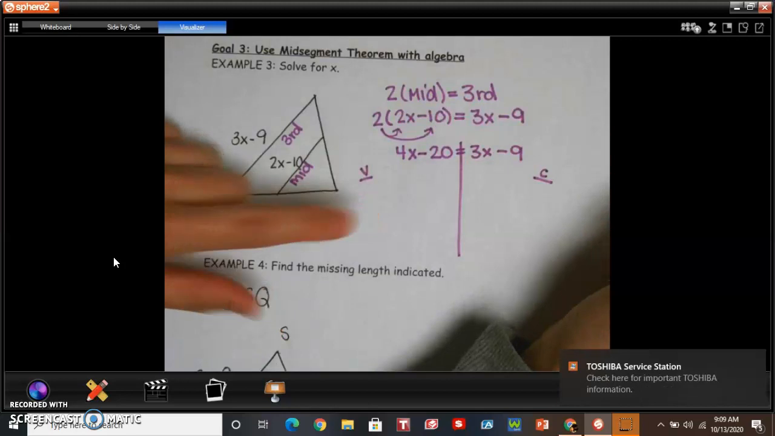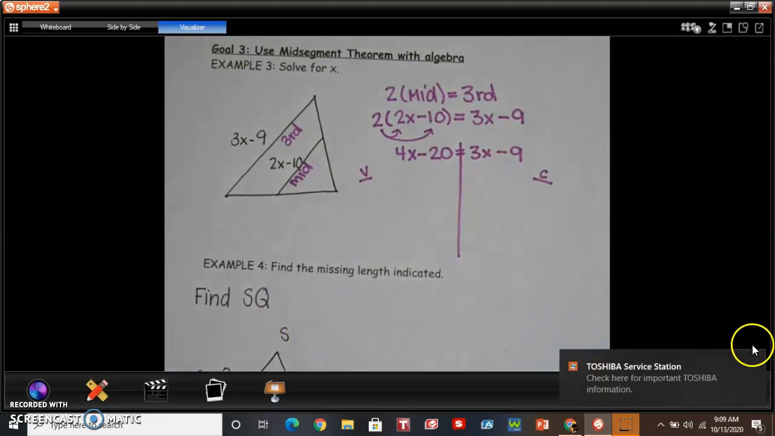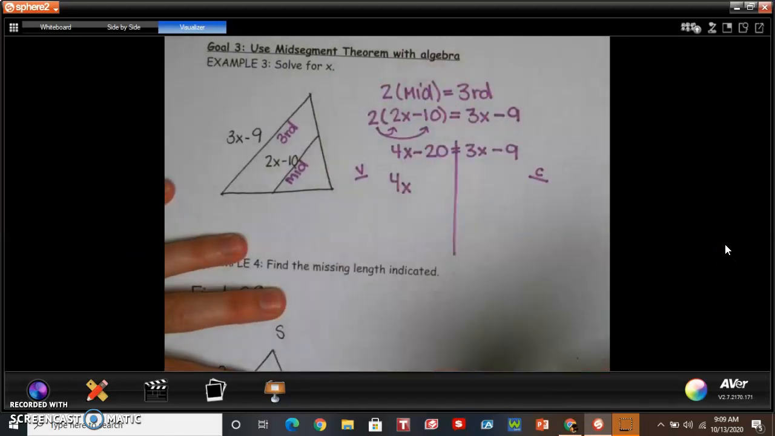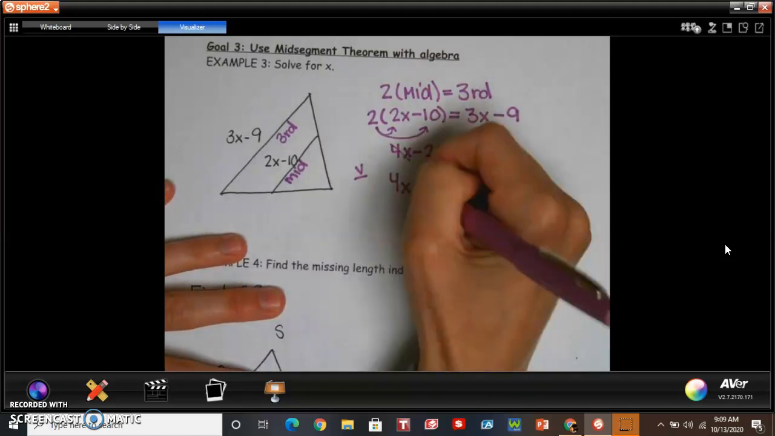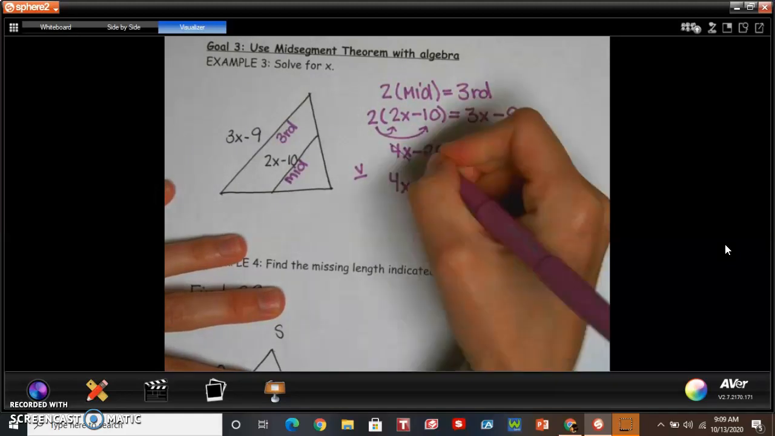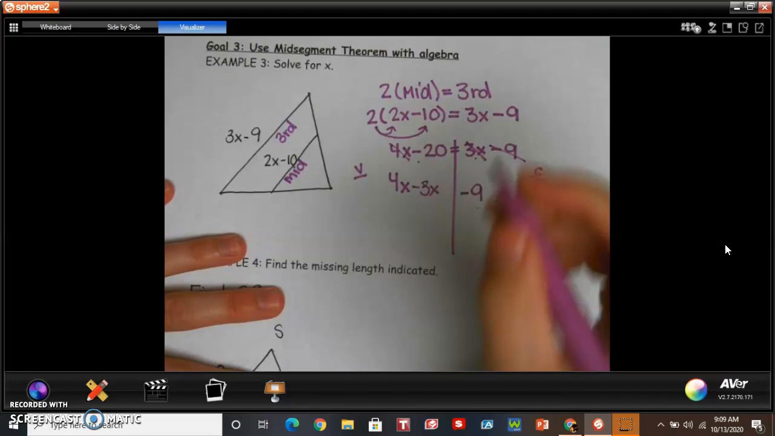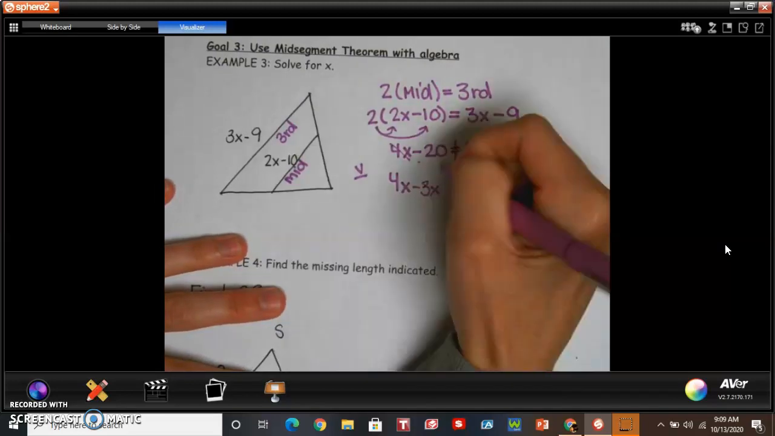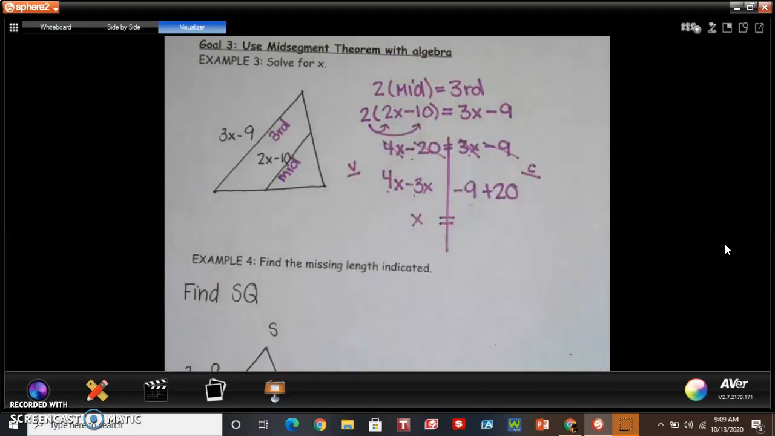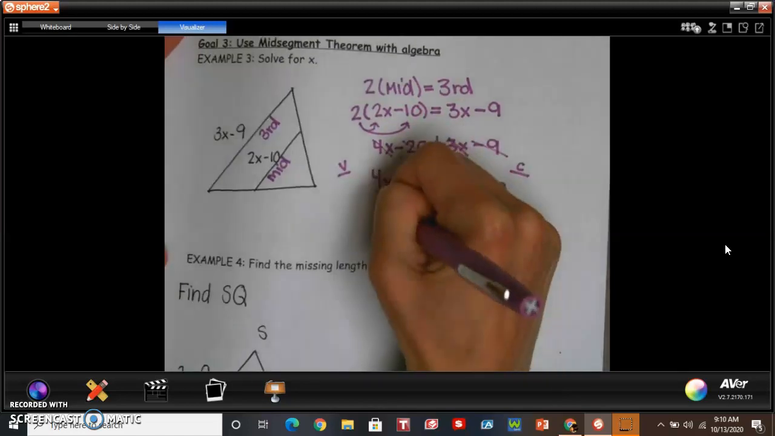So our variables are the ones with x's. We have 4x over here, so it doesn't have to change. 3x needs to move over, so it does change. Okay, negative 9 doesn't change. It's already over here, but our negative 20 is going to change because we had to move across the line. So 4x minus 3x is x, equal, and then negative 9 plus 20 is, I do believe 11, but let me check because it is kind of early in the morning. Yes, it is. And that is your final answer.